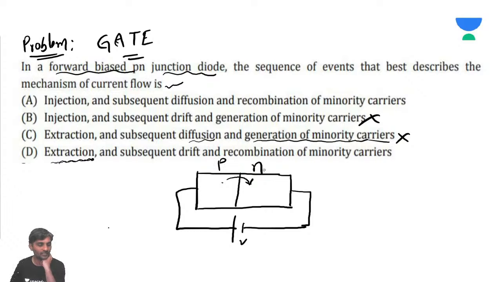From the P region to the N region, there will be an injection of charge carriers. Then they will diffuse. Then they will recombine. First is going to be injection, then it is going to be diffusion, then recombination.